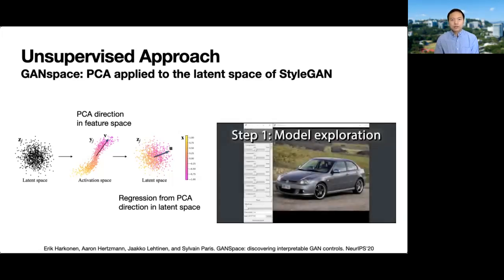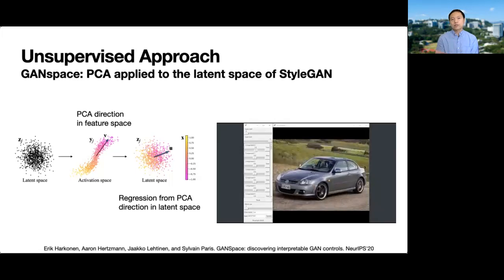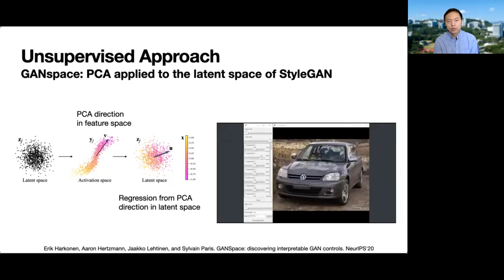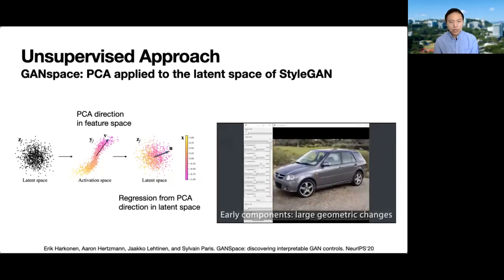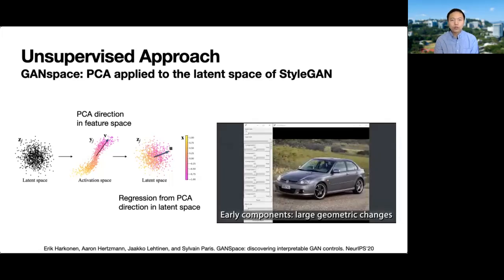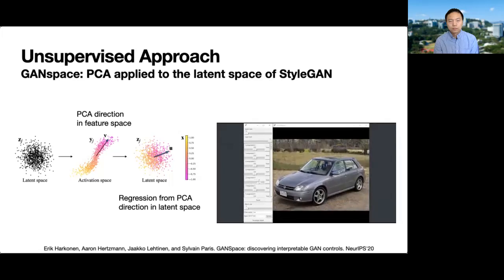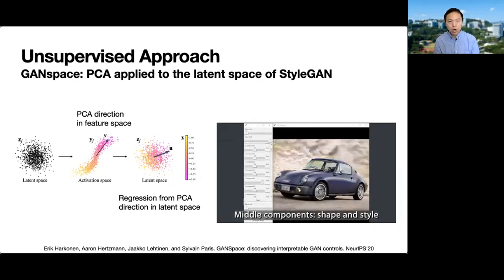So these are their discovered component dimensions. You can see these different components control different output attributes, such as the pose of the cars, zoom in and zoom out, or some geometric change, and also the type of the cars. You can go back and watch the video, as we don't have time to go through the whole video.